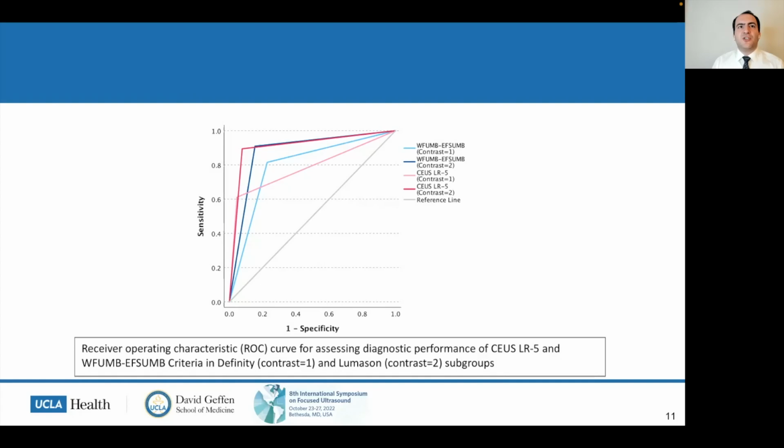This figure shows the ROC curves for the two protocols in the two subcohorts. CEUS-LI-RADS in the Lumason subcohort had the best performance.